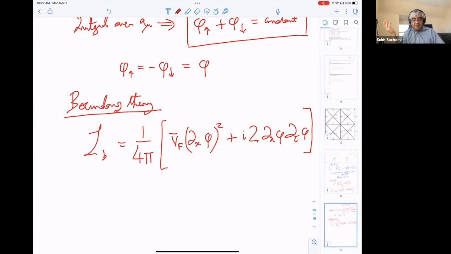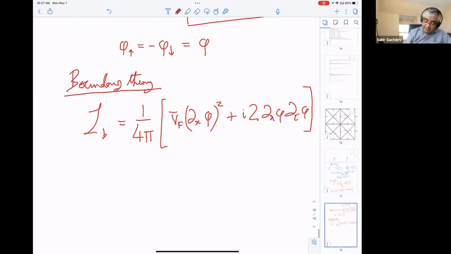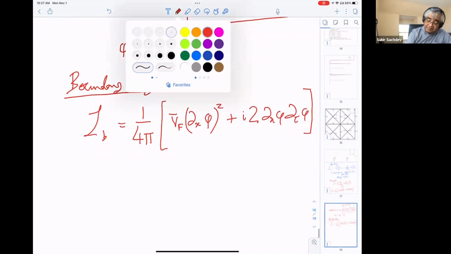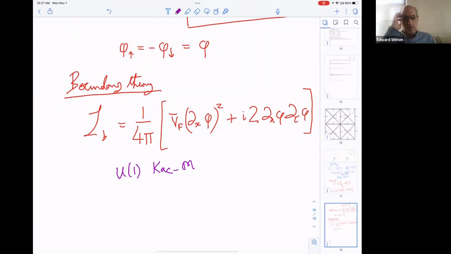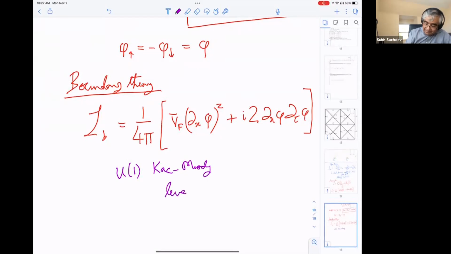And some of that's in the notes, but I'll save you the algebra. But this is all I want to say. I should say that in the field theory literature, this is sometimes called a U(1) Kac-Moody theory at the edge. It has a level, and this level is k equals 2. And the fact that k equals 2 is the non-trivial part, which is why it's not free fermions at the edge.